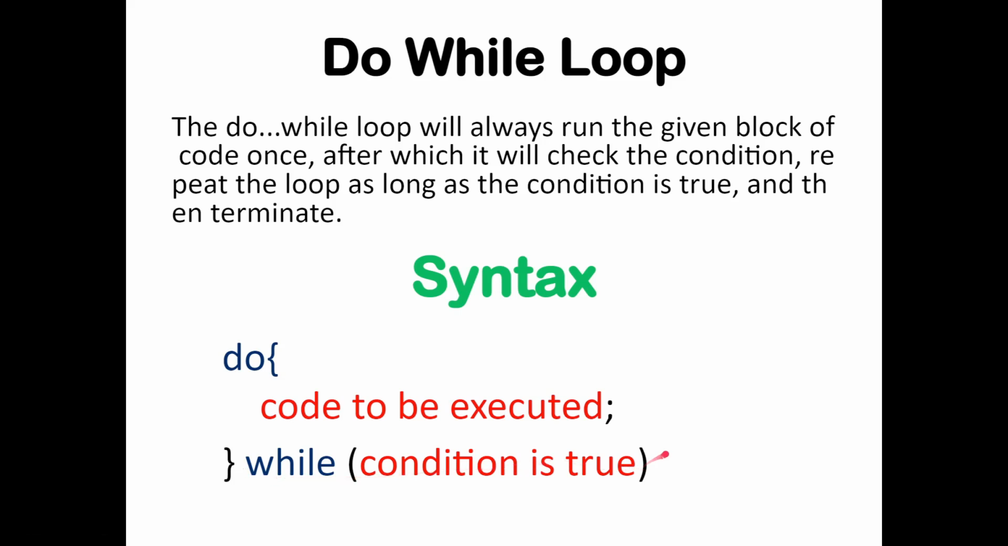Whenever in our code we need a situation where we want to execute the code block even when the condition is false, and we want to repeat it again if the condition is true, then we use this do while loop.